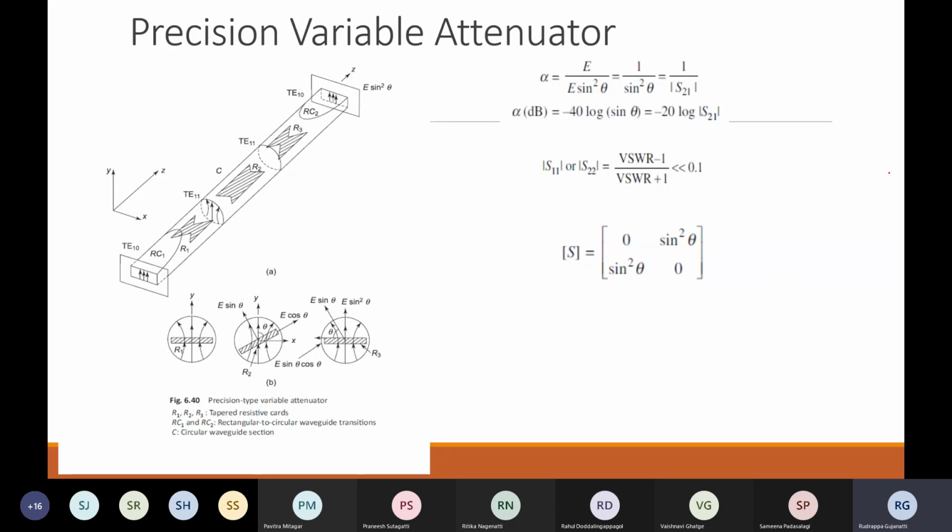In the next session, we'll be looking at the phase shifters, and the last part will be the waveguide T's. So these are the things we'll be discussing in the coming sessions.